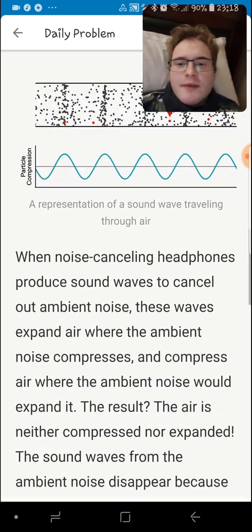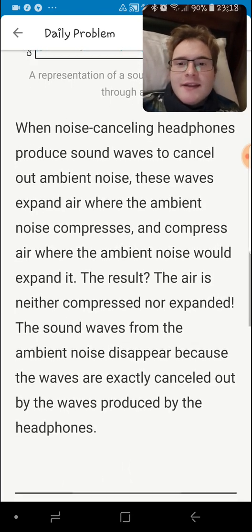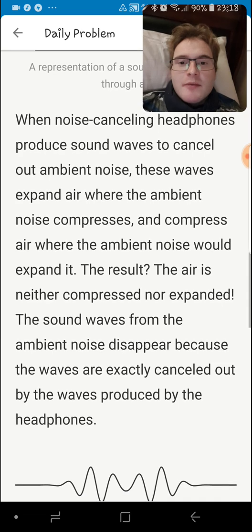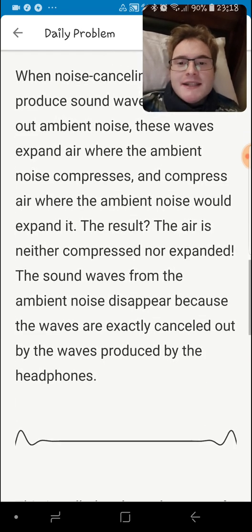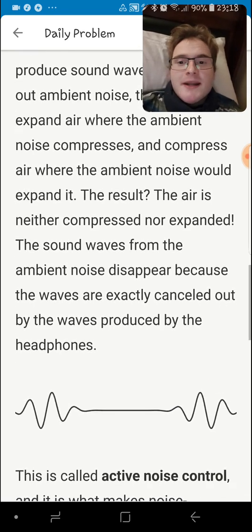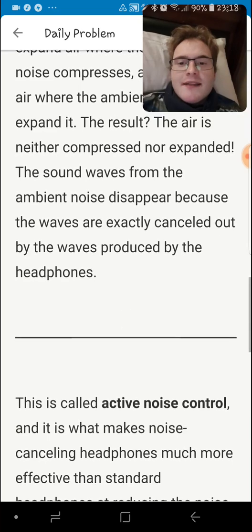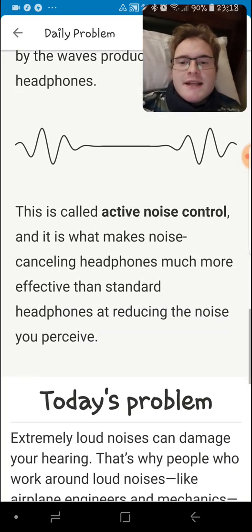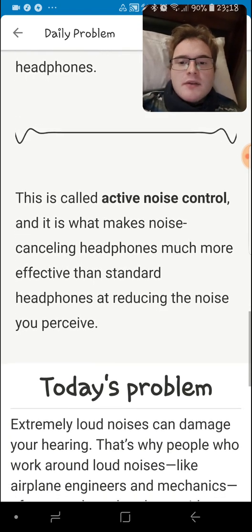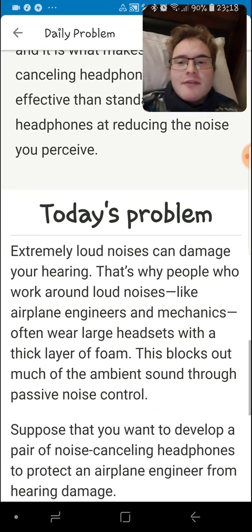You've got a sinusoidal wave. When noise-cancelling headphones produce sound waves to cancel out ambient noise, these waves expand air where the ambient noise compresses, and compress air where the ambient noise would expand it. The result: the air is neither compressed nor expanded. The sound waves from the ambient noise disappear because the waves are exactly cancelled out by the waves produced by the headphones. This is called active noise control, and it is what makes noise cancelling headphones much more effective than standard headphones at reducing the noise you perceive.